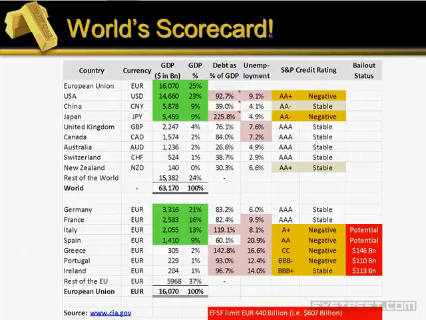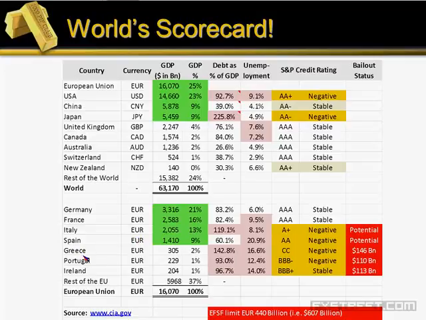I couldn't come up with a better title, so I call it the World Scorecard. Once again, just to keep in mind, these are all the 8 currencies. The euro is 25% of GDP, the US is 23%, and so on. The key thing to note is the unemployment rate in the US is 9.1%. And this is the EU zone right there.